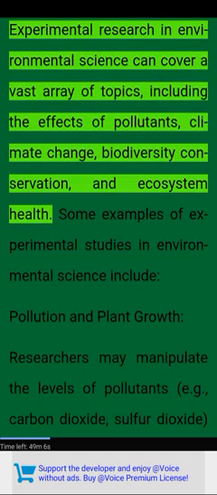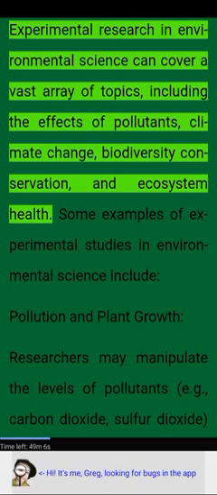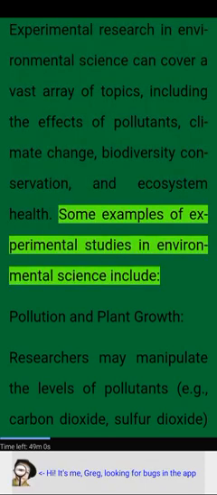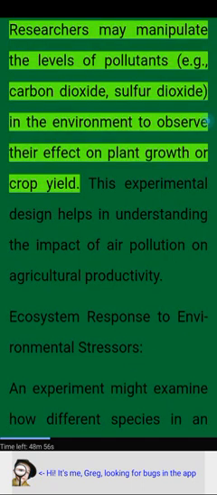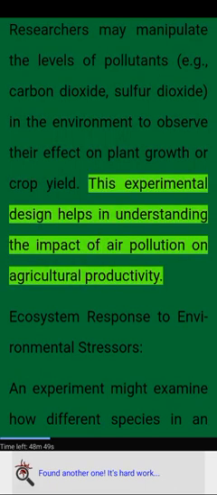Experimental research in environmental science can cover a vast array of topics, including the effects of pollutants, climate change, biodiversity conservation, and ecosystem health. Some examples of experimental studies in environmental science include pollution and plant growth. Researchers may manipulate the levels of pollutants, e.g., carbon dioxide, sulfur dioxide, in the environment to observe their effect on plant growth or crop yield. This experimental design helps in understanding the impact of air pollution on agricultural productivity.